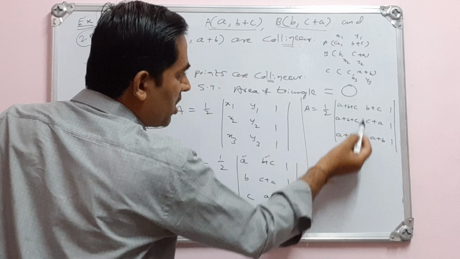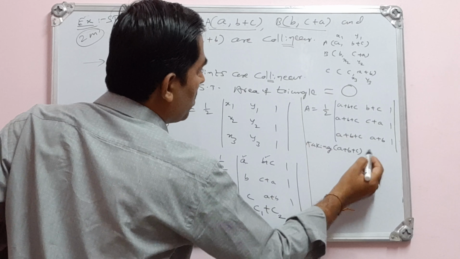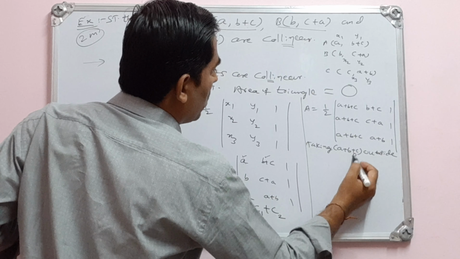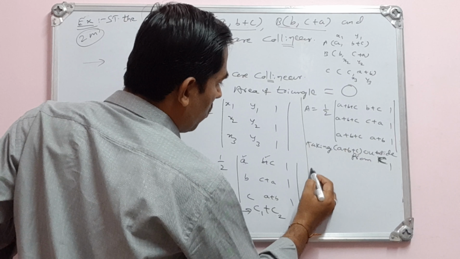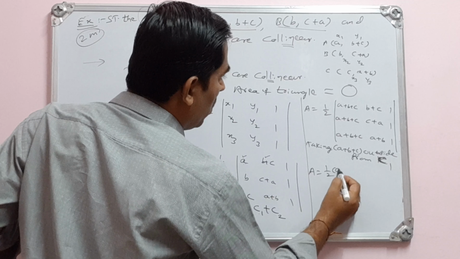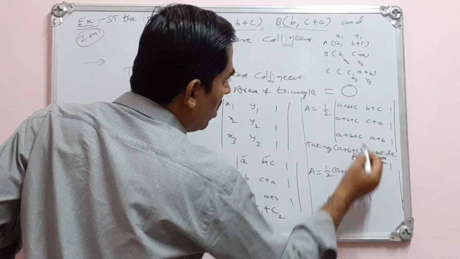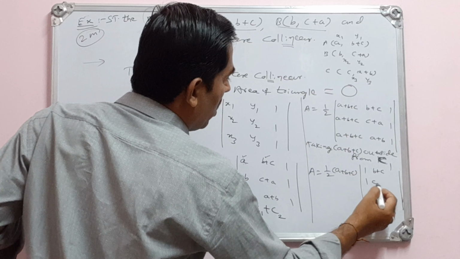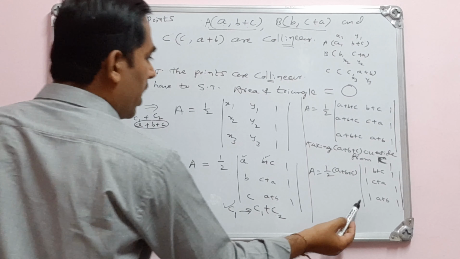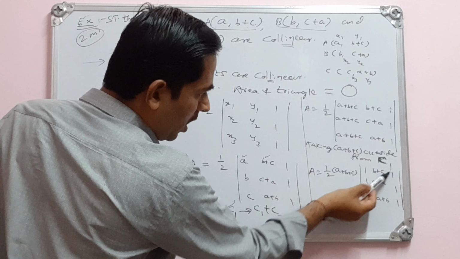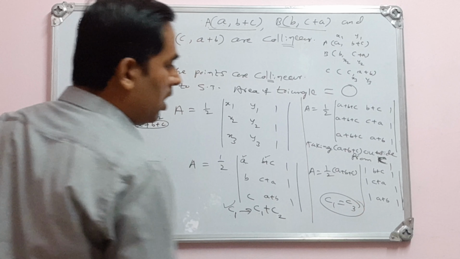Then I got the common element here, a plus b plus c. Taking this a plus b plus c outside from the first column, area is equal to half into a plus b plus c outside. Then inside I get 1, 1, 1 in the first column, then b plus c, c plus a, a plus b, then 1, 1, 1 remaining. Observe here: the first column and third column are the same. Here C1 is equal to C3.